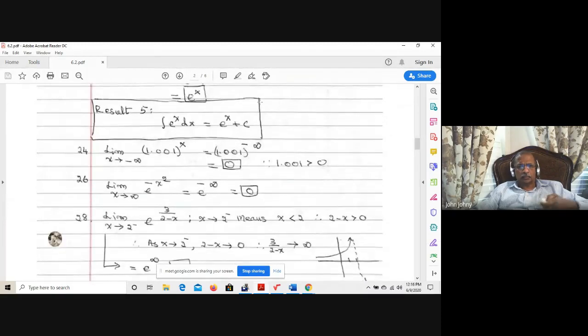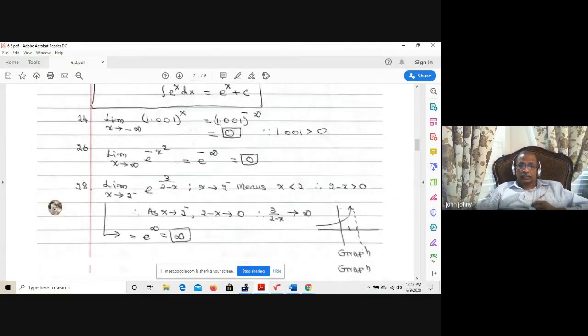Here it is. One of the questions, number 24. Limit as x approaches infinity, 1.001 to the power of x. Definitely that is infinity because the base is greater than 1. And b to the negative infinity is equal to 0. Limit as x approaches infinity, e to the negative x squared means e to the negative infinity, that is again 0.